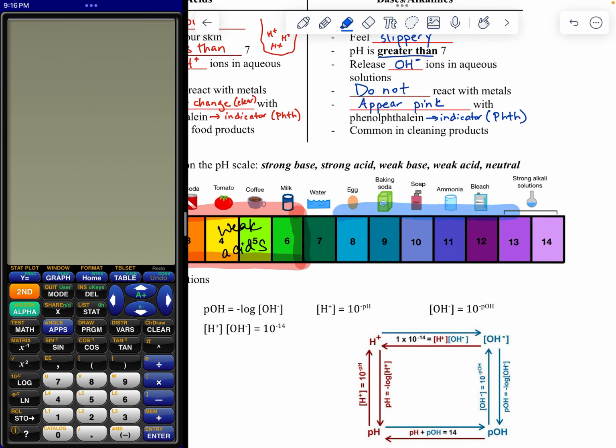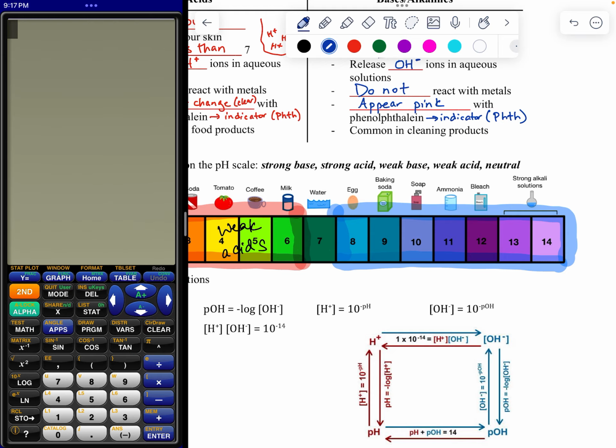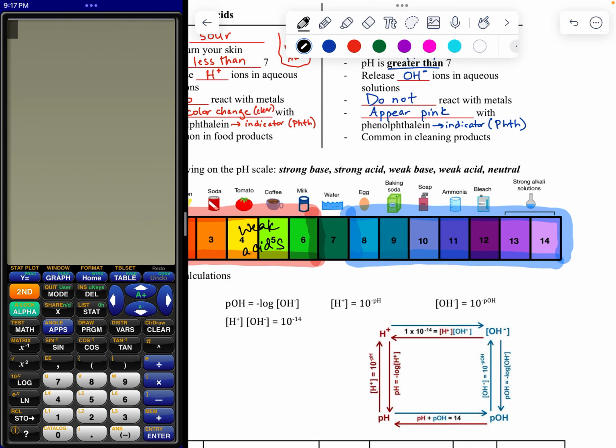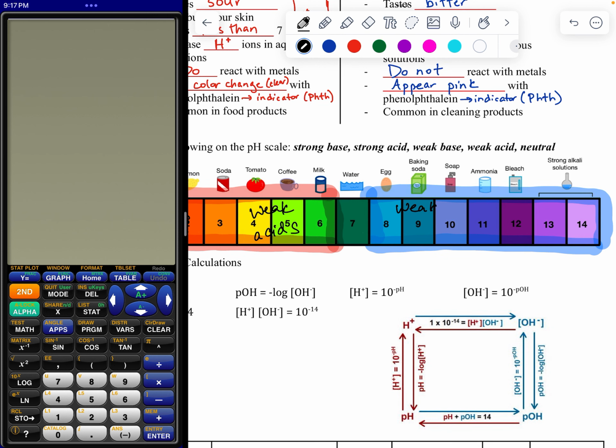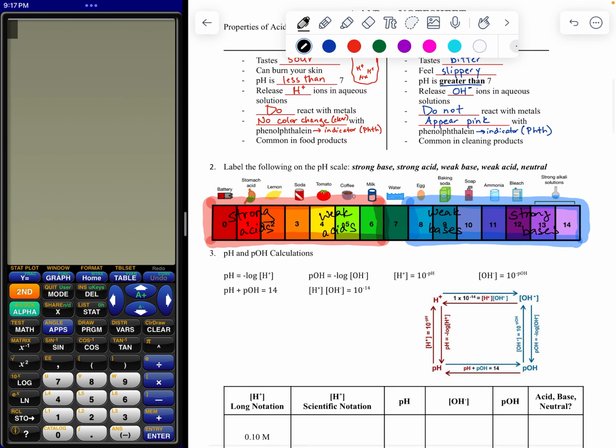So when we're going through identifying our bases, it's pretty much everything that's got a pH level above 7, which is neutral. And kind of like a mirror image of the acids, the weaker bases are closer to 7, right? And the strong bases are closer to that 14 threshold, right? And that's the limit to our pH scale.